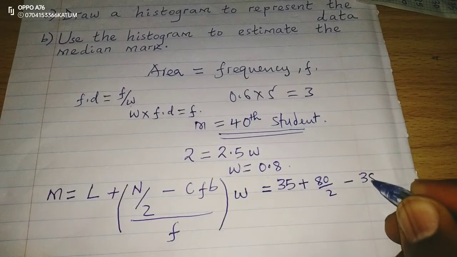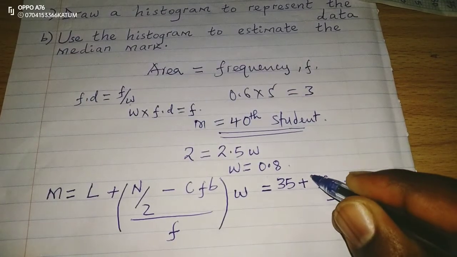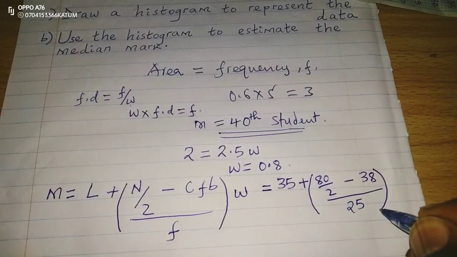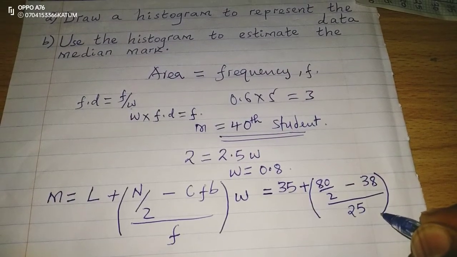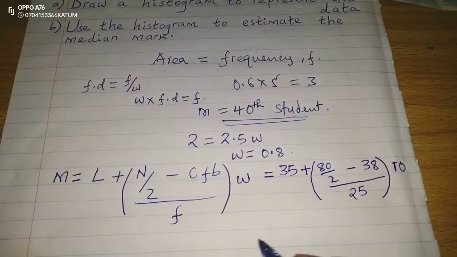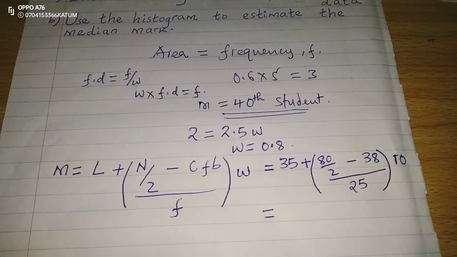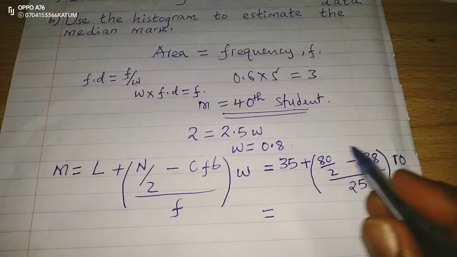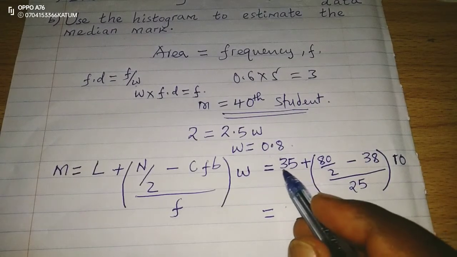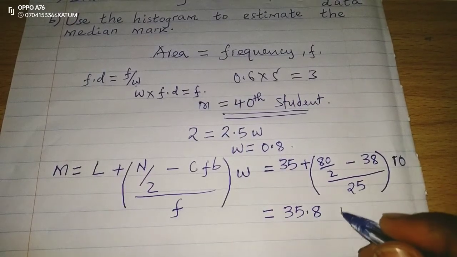before this class, and we have a 38 there, divide by frequency of this class, which is going to be 25. Then we multiply with the class width of the median class. The class width is going to be, it is from 35 to 45, therefore 10. Exactly 10. Therefore, now we can compute 40 minus 38, then we divide by 25, then we multiply by 10. This gives us 0.8. The whole of this gives us 0.8, and when we add it to 35, we get 35.8.